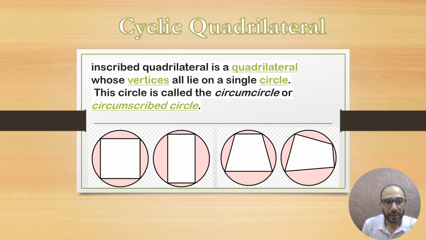So, this circle that passes through the four vertices of any quadrilateral is called the circumscribed circle, or circumcircle. The circumscribed circle is the circle that passes through the vertices of a quadrilateral. Okay?